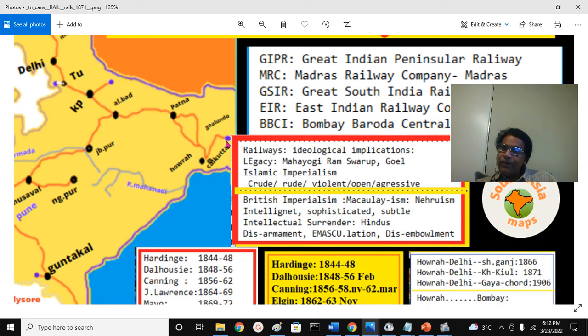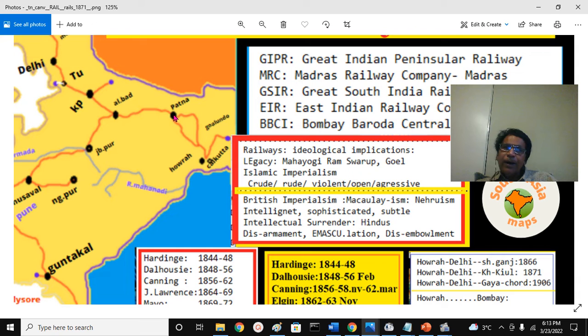From Goalundo, one can take the ferry and go to Rajshahi and Nawabganj, and go to Rajmahal, Sahibganj, Patna, and go to Mirzapur, Chunar to Allahabad. That was the old way of transportation, the ferry. This is the Sahibganj loop line. This is the Madhupur Deoghar line, the main line between Calcutta and Patna.